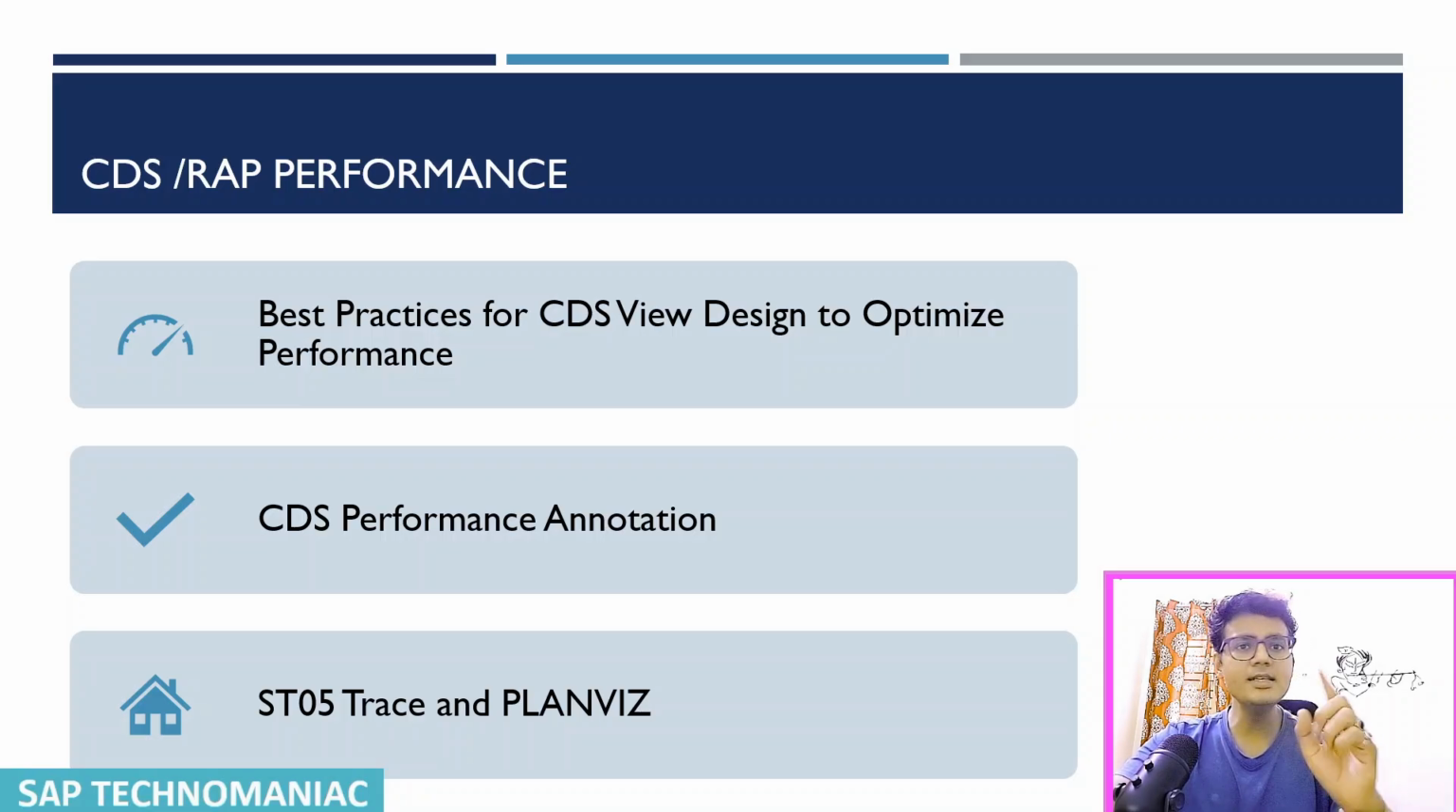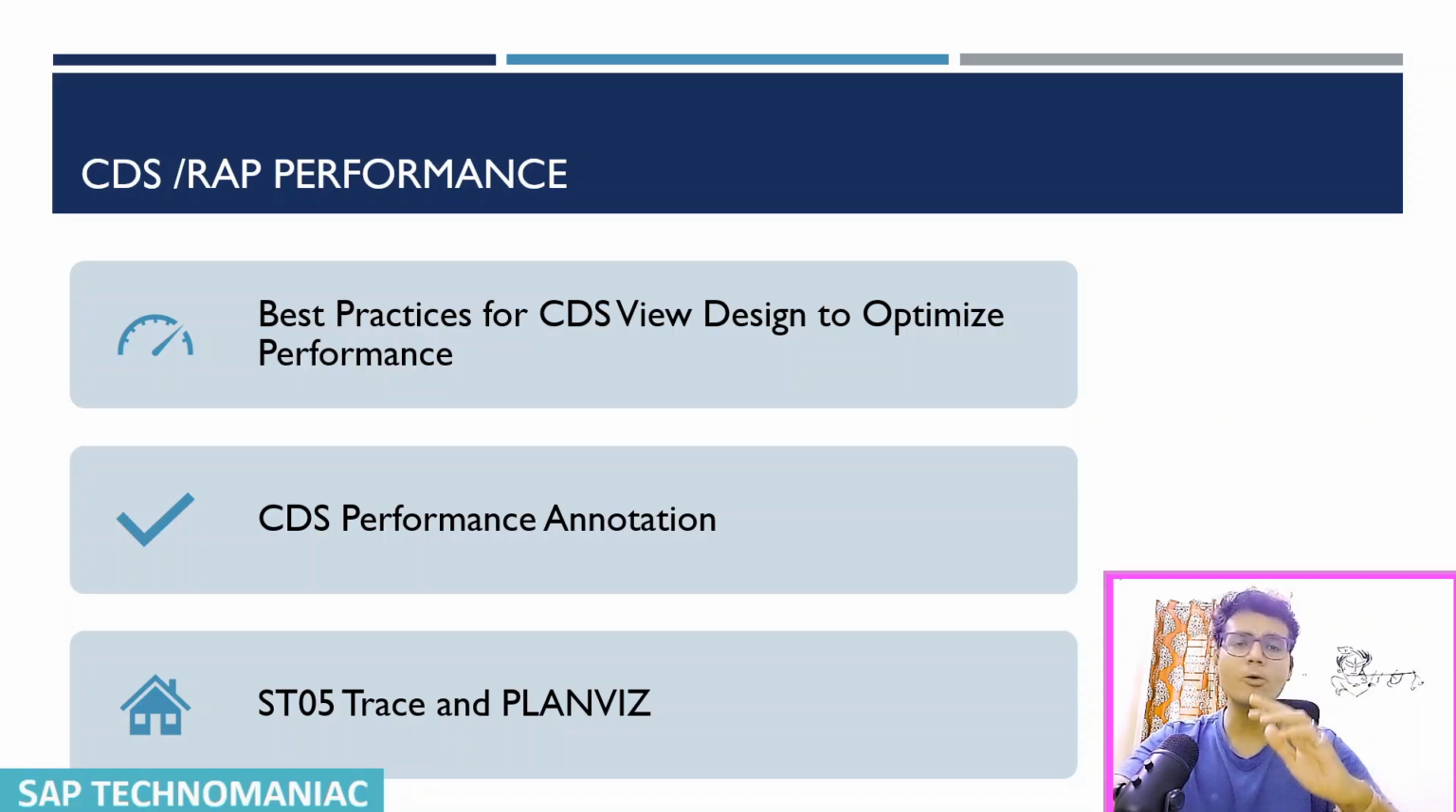And the second thing, CDS performance annotations. We have the object model annotations, which we will discuss in detail. And the third thing, if your application is not working perfectly or it is taking a lot of time, how you can analyze which CDS is really taking the time. That is also very useful.